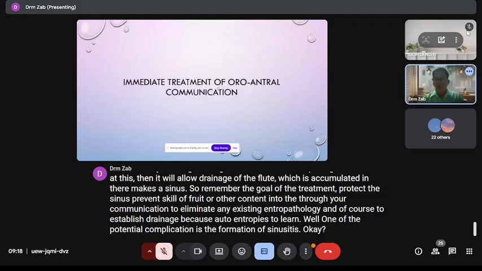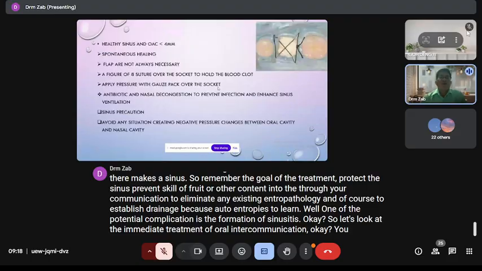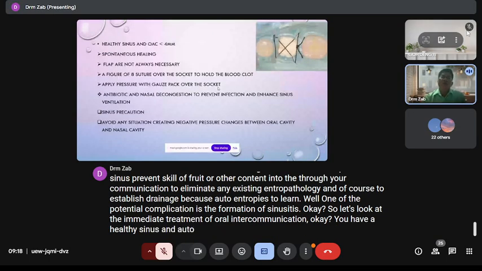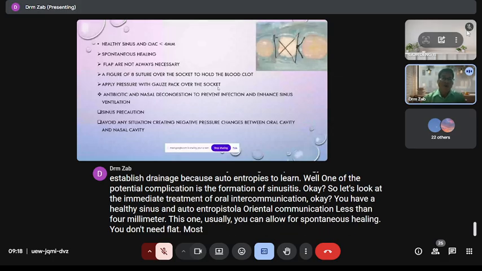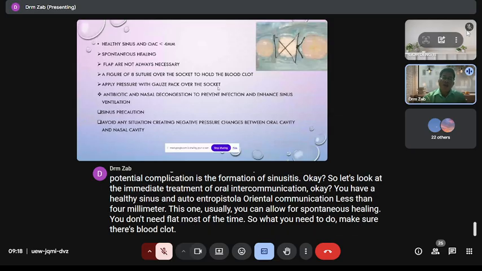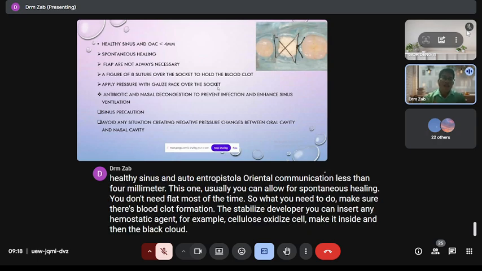Okay. So let's look at the immediate treatment of oro-antral communication. You have a healthy sinus and an oro-antral communication less than 4 millimeter. This one usually you can allow for spontaneous healing. You don't need a flap most of the time. So what you need to do is make sure there is blood clot formation. To stabilize the blood clot, you can insert any hemostatic agent, for example, oxidized cellulose, Surgicel, pack it inside, and then the blood clot will get stabilized.